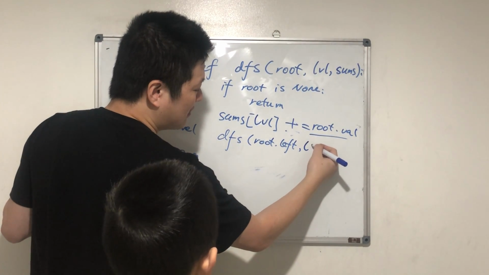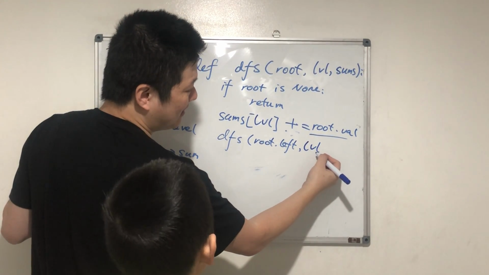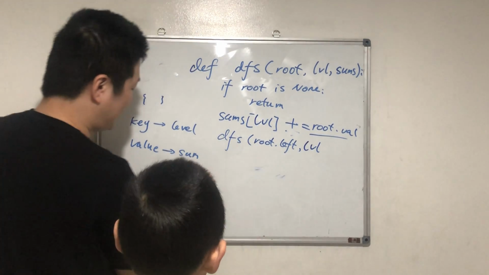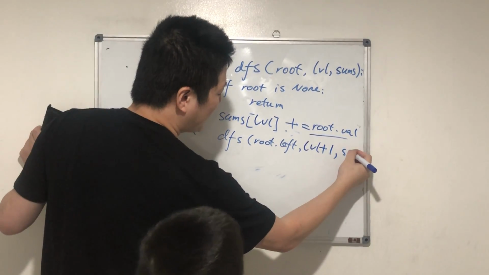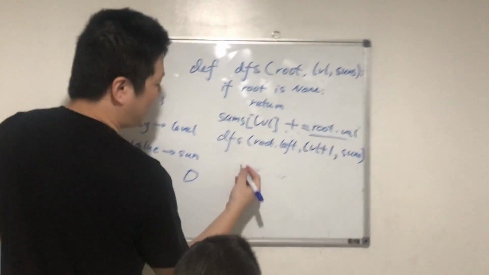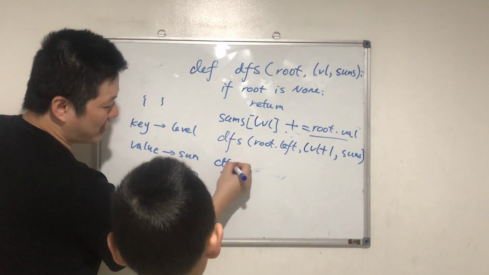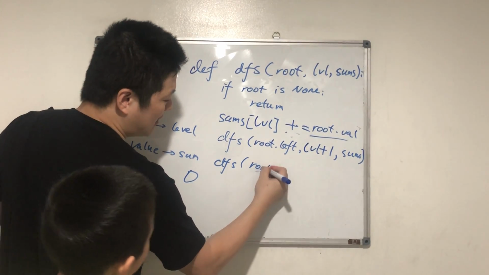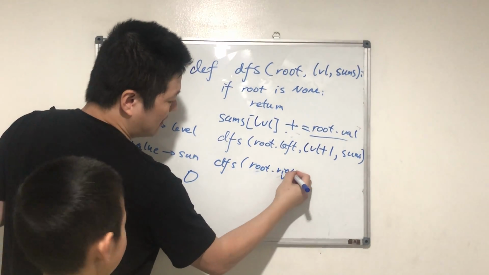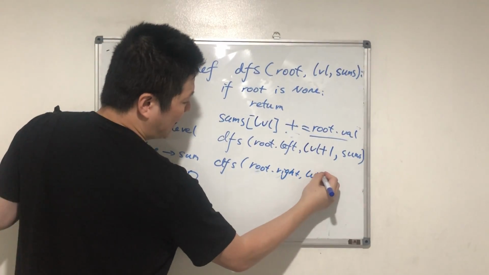What happened? Level. Here I'm adding one, and then sums. I'm passing the sums as well. Okay, and then what should I do? Visiting the right tree. Can you do this? Level plus 1, sums.